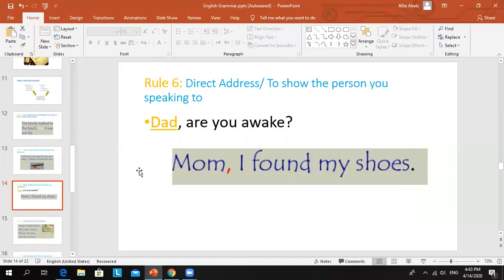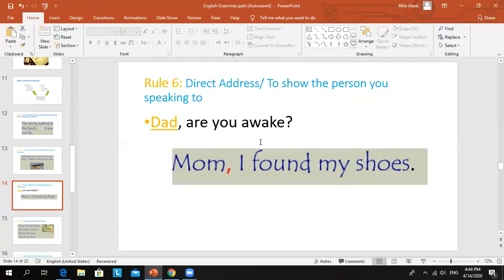Then the sixth rule is the direct address. When we're addressing someone directly, okay? If I want to speak to my dad only or to my mom only, we need to state dad, mom, comma, and then we say what we need to say. So in this example, we see, "Dad, comma, are you awake?" Can you guys see? When I want to directly address my father, I will say, "Dad, comma, are you awake?" Because I want to know if my dad is awake.